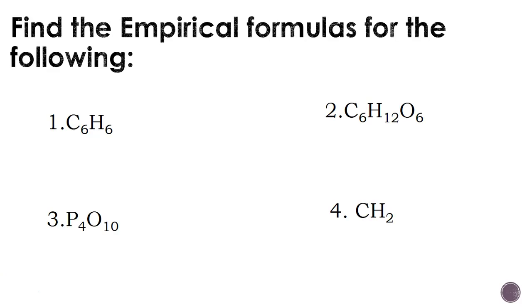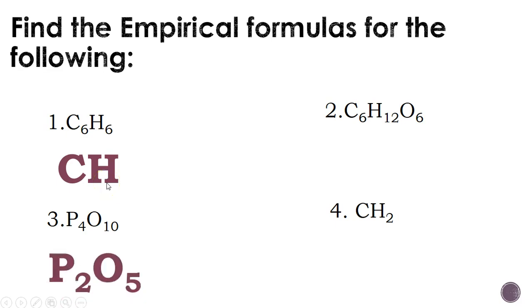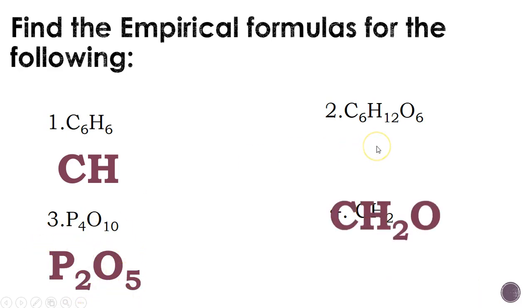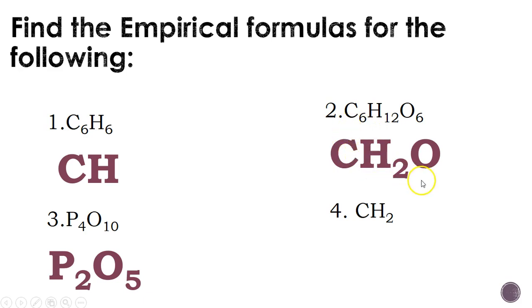Take a moment now to look at these 4 example problems and find their empirical formulas. In our first example, each of these elements has been divided by 6 in order to get our empirical formula of just CH. For the second example, you can see that each of these elements has been divided by 2 in order to get this empirical formula. For this example, each of these elements has been divided by 6. And for our last example, you can't turn this into any simpler form, so this actually is the empirical formula.